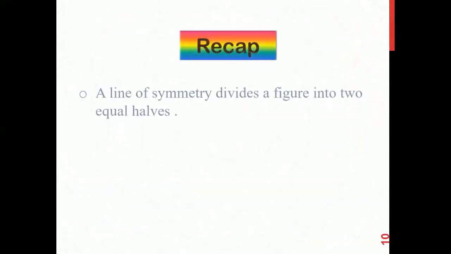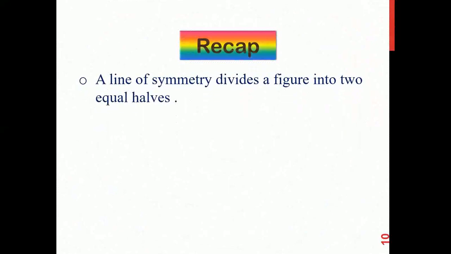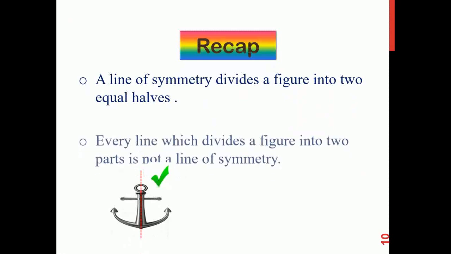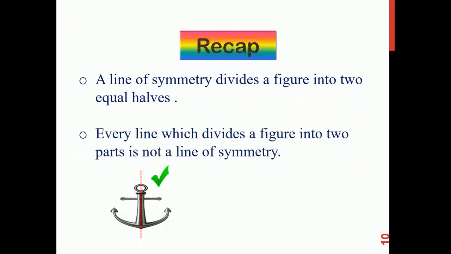Now, what have we learned from this today? First thing, a line of symmetry divides a figure into two equal halves, means same and identical halves, like this. And every line which divides a figure into two parts is not a line of symmetry, like this figure of letter Q.